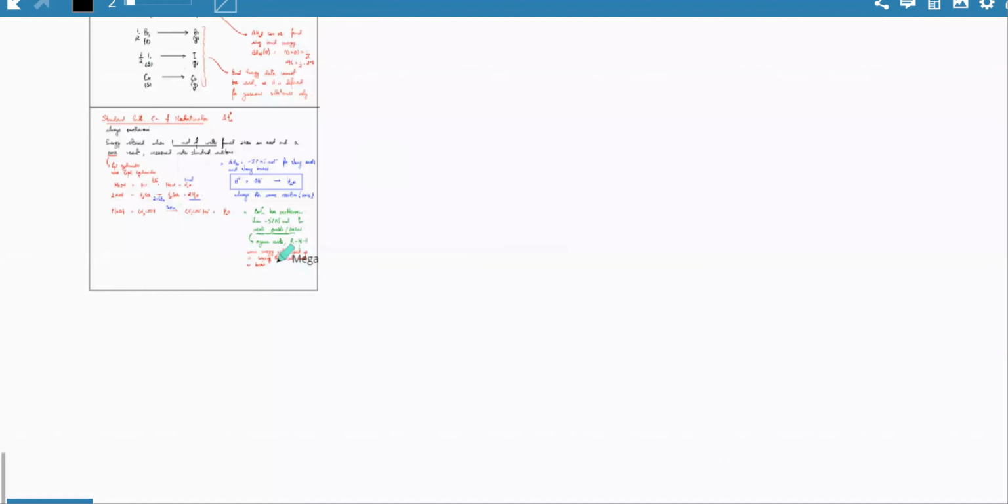Now, the next definition that we're going to do is, which one do we do? Enthalpy change of solution. So let's just hold on one second. I'm going to do standard enthalpy change of.